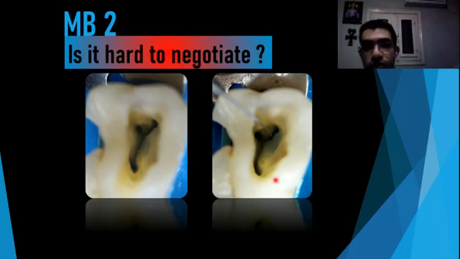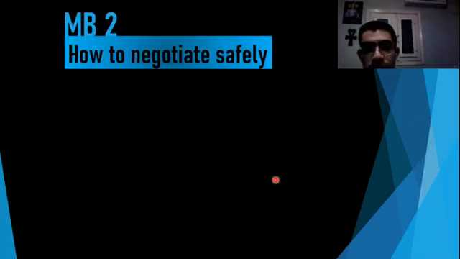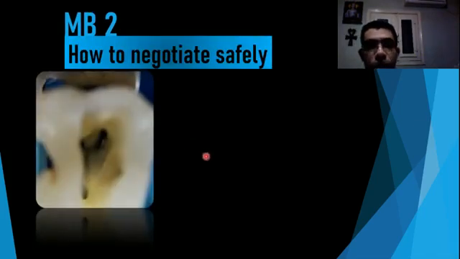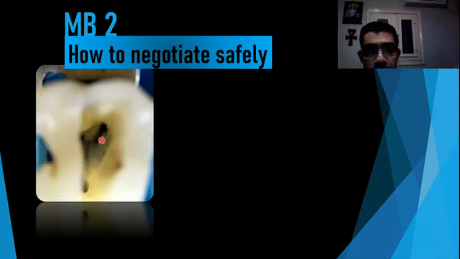Of course, there is something special about the second mesiobuccal canal. This canal always has a piece of sound dentin over its orifice. So before trying to insert a file inside the canal, you have to manage to remove this piece of dentin, or as they call it, a dentin shelf.